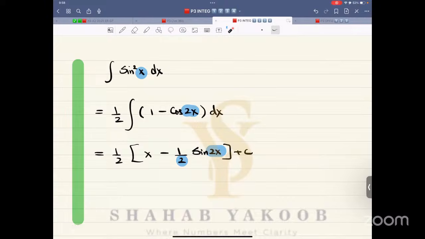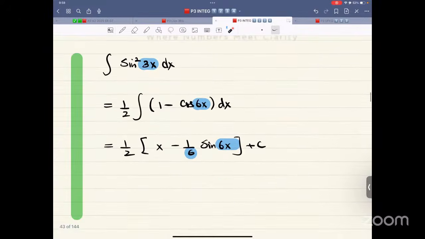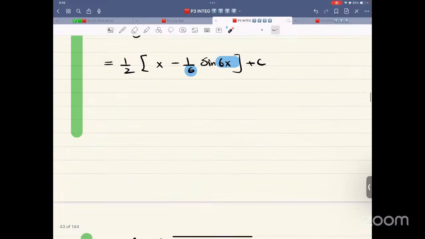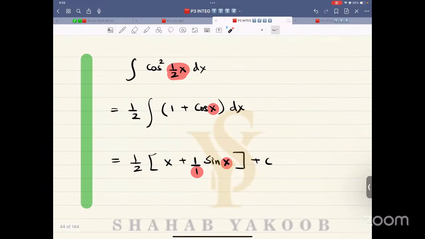Integral of sine square x, half bracket 1 minus cos 2x. Then integrate. Sine squared 3x, half bracket 1 minus cos 6x. Very simple. Cos squared half x, half bracket 1 plus cos x.